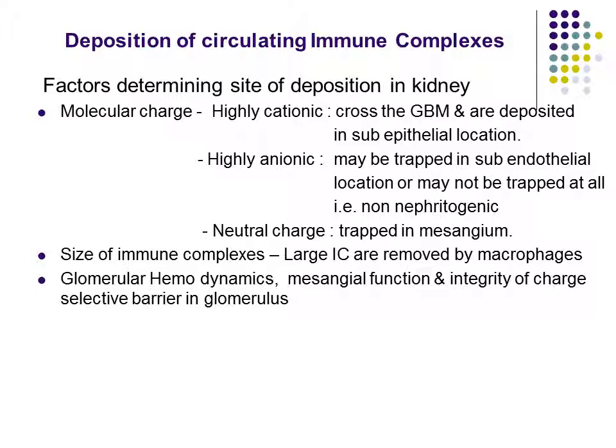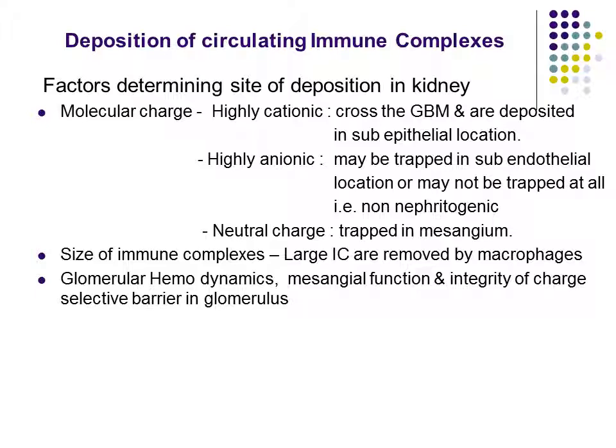So what are the factors which determine the site of deposition and what kind of deposition is seen with a particular type of glomerulonephritis? It is the molecular charge. We have seen that the glomerular basement membrane and foot processes have a negative charge. So highly cationic molecules can cross the glomerular basement membrane and deposit in the subepithelial location, right? The positively charged ions are attracted towards the negatively charged basement membrane and foot processes, and are deposited in the subepithelial location. So whatever immune complexes have positive charge can be deposited over there.